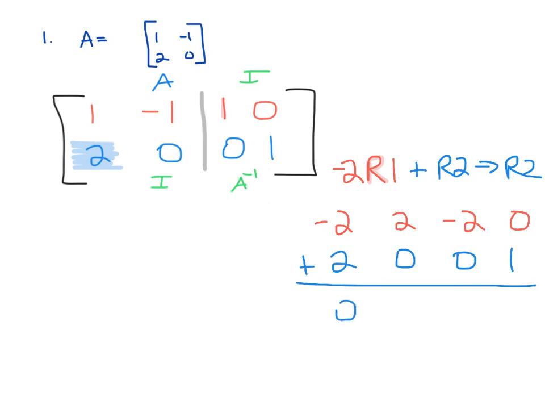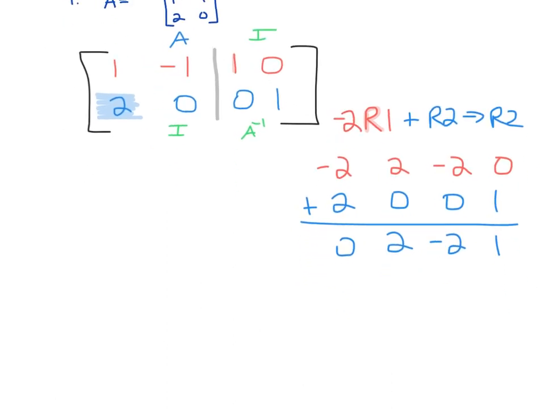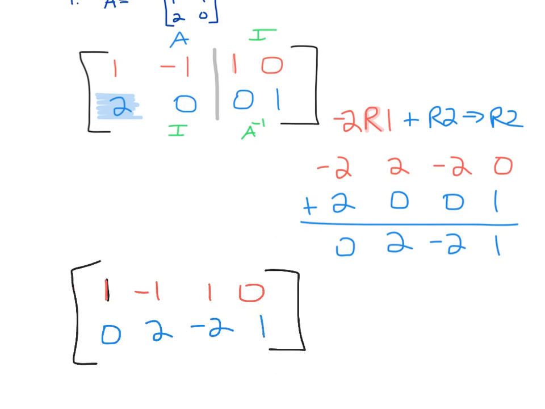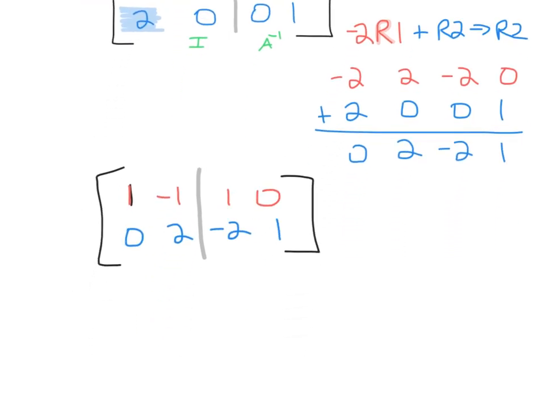And this will give me my new row 2. I'm going to rewrite row 1: 1, -1, 1, and 0. My new row 2. Again, I'm still trying to transform that left side of that gray line into the identity matrix. Remember, when you're working down the columns, you take care of the 1s first. Notice column 1 is complete. I have the 1 in the top and then the 0 below it.